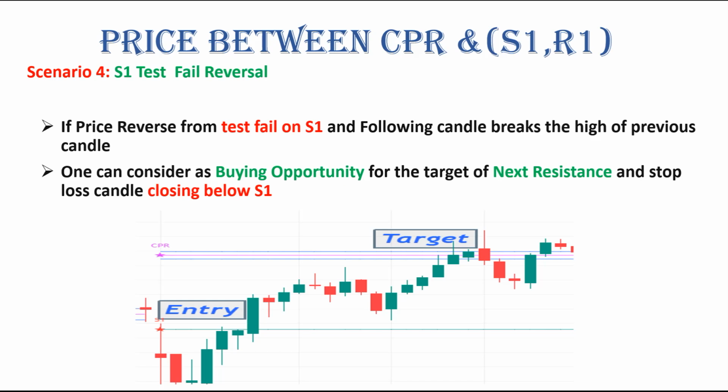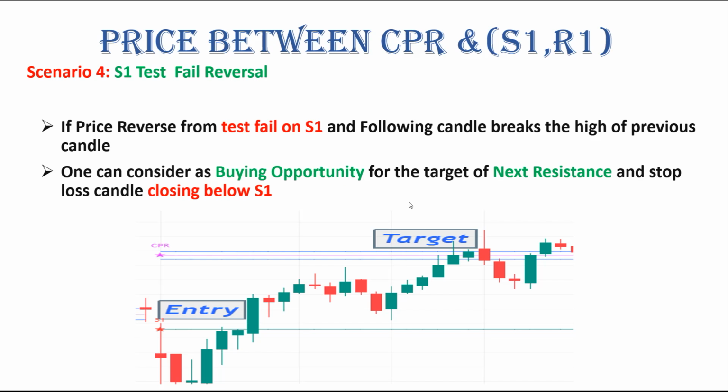Now, if the price reverses from S1, that is test fail on S1, and the following candle breaks the high of the previous candle, so we got the green candle at S1, one can consider it as a buying opportunity for the target of next resistance. So, we can enter into the long trade if the high of this green candle is taken away, and we can place the stop loss below the low of this green candle.